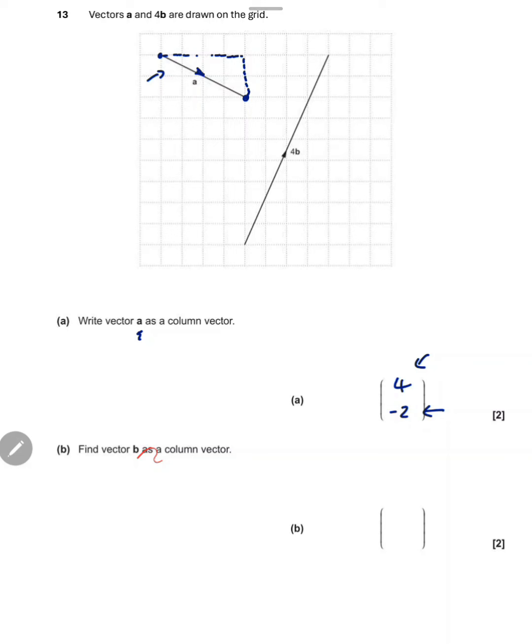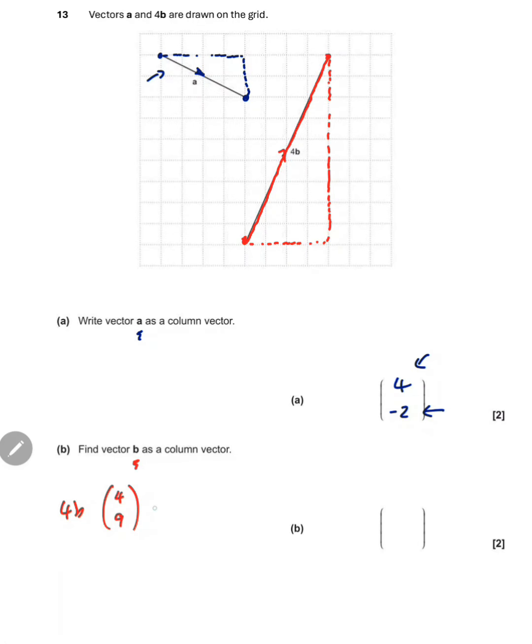We're going to do the same thing for vector B. Be careful, this here is 4b. So let's work that out first. To go from here to here, again, just following the arrow, we're going to go 1, 2, 3, 4 right, and 1, 2, 3, 4, 5, 6, 7, 8, 9 up. So we've got 4b is 4 right and 9 up.